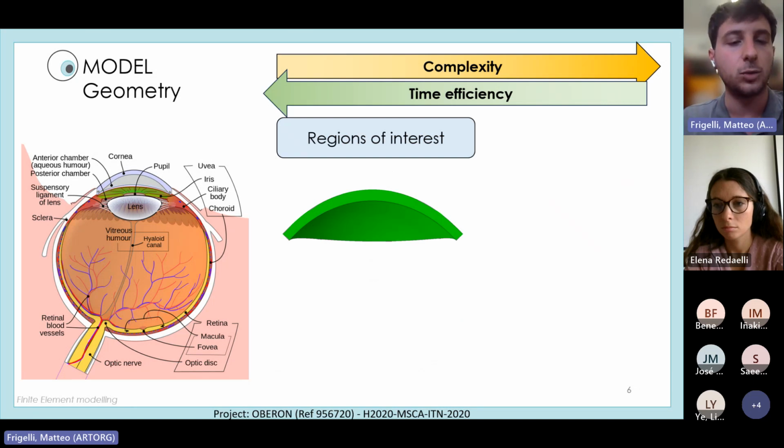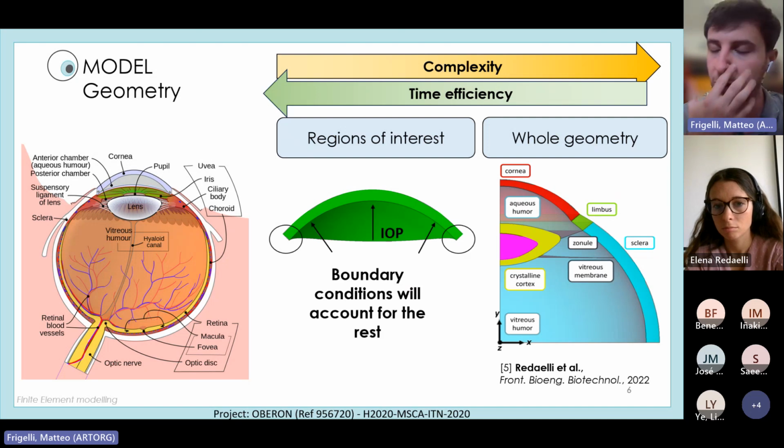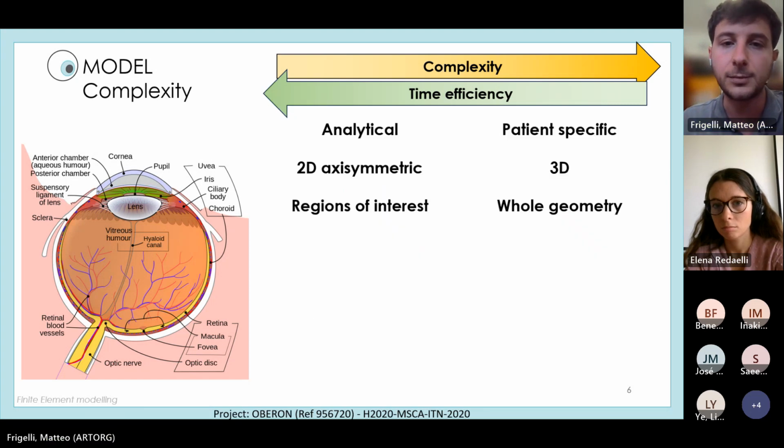And lastly, we can choose what we want to model. We can choose to model a simple region of interest, or we can model the whole geometry. So not just what we want to really measure, but also the surrounding of it. Of course, when we model just the region of interest, we have to account for what is not present in the model with the boundary condition. And this we'll see a little bit better later.